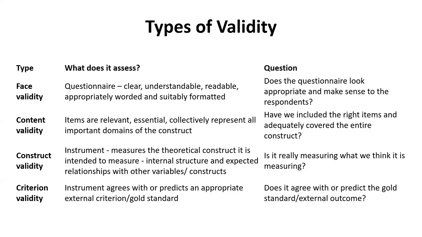So these things are looking at different aspects of your tool. One is looking at whether the questions are clear, understandable. The second one is looking at whether the questions you're asking are relevant and essential and representative of all domains. The next one is actually very important, because construct validity is where you are really looking at whether your tool is measuring what it intends to measure correctly. And the last one is you're directly comparing your tool with a gold standard and looking at the correlation between the two. Are you understanding these different types of validities?